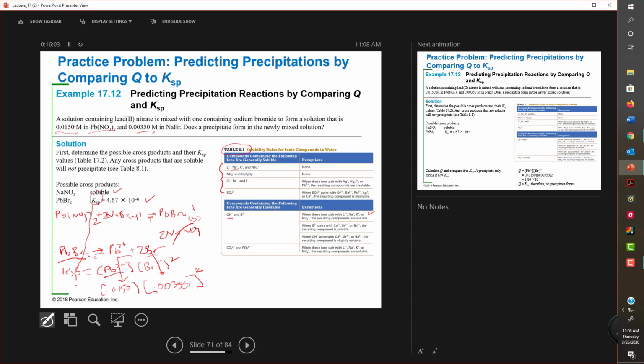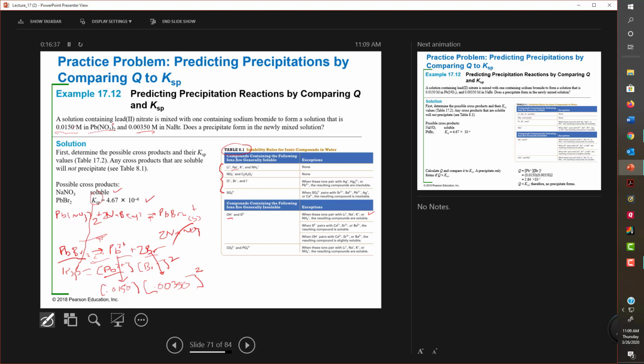So if Q is less than Ksp, then the reaction is going to go this direction and we don't form a precipitate. If Q is greater than Ksp, then the reaction goes in reverse and we are going to form the precipitate. So that is the process in determining, when we mix 2 dissimilar substances together, whether they form a precipitate. Ultimately, what we have to do here is calculate Q, and then based on Q, we're going to say a precipitate forms or it doesn't form.